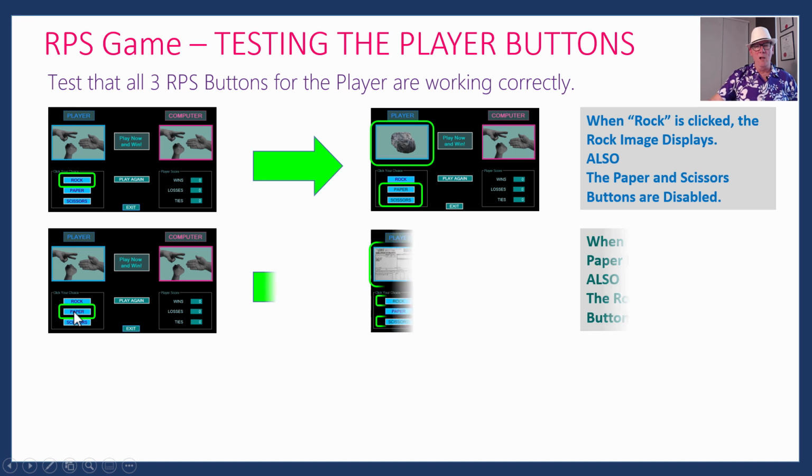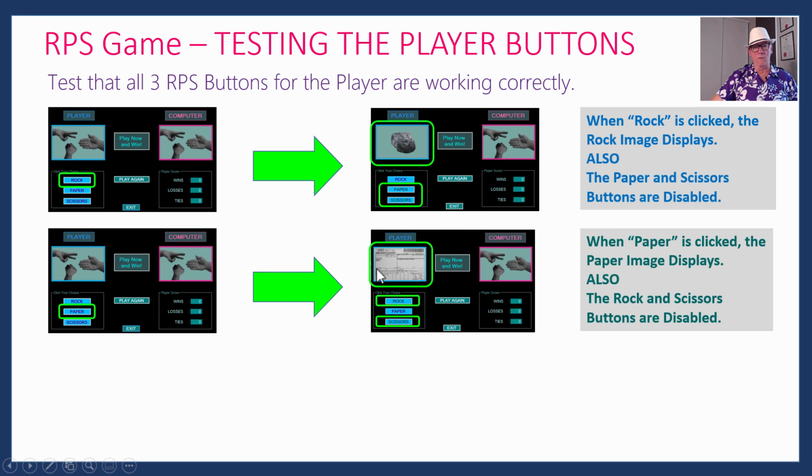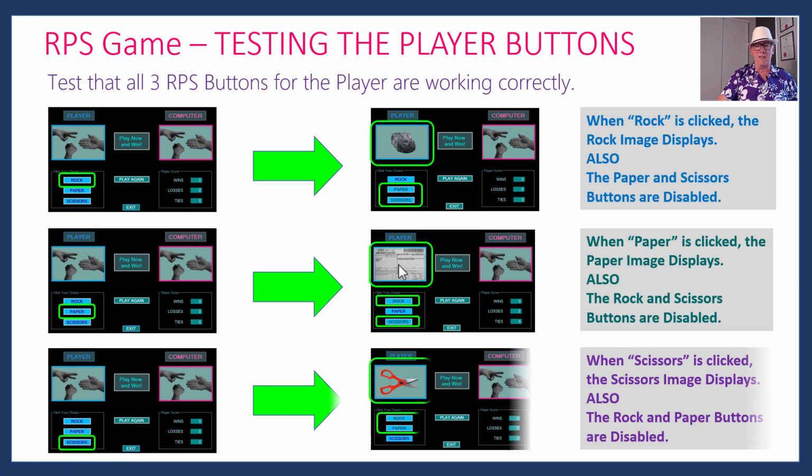When they click paper, what you should find is that it puts a picture of paper there for them with the blue frame around it, so we know it's a player's picture, and the rock and scissors buttons are disabled. So they can't change their mind and go, oh no, I'll pick rock instead, and they click rock and it's going to show a rock picture. That won't happen. They're getting paper because that's what they clicked, and they only get one chance to click one thing. And if they click scissors, they're going to get the scissors picture. Rock and paper are disabled, so they can't change their choice and change over to paper or rock. Scissors is what they clicked, and scissors is what they're stuck with.